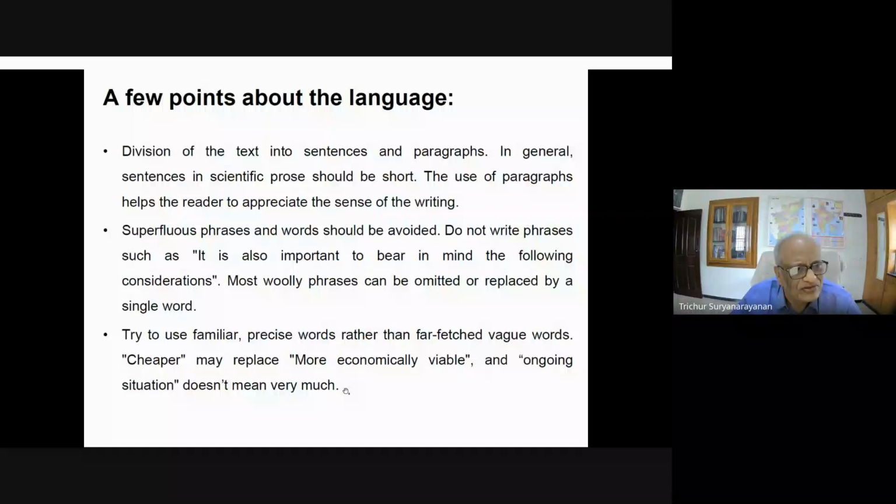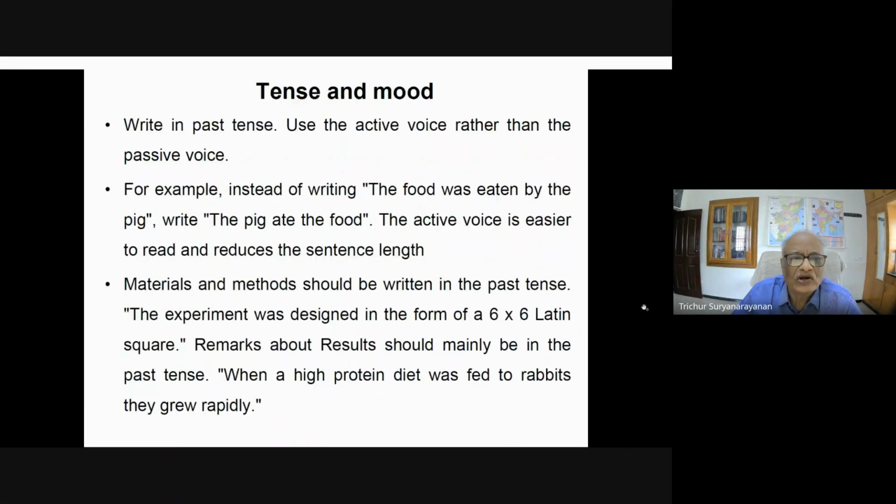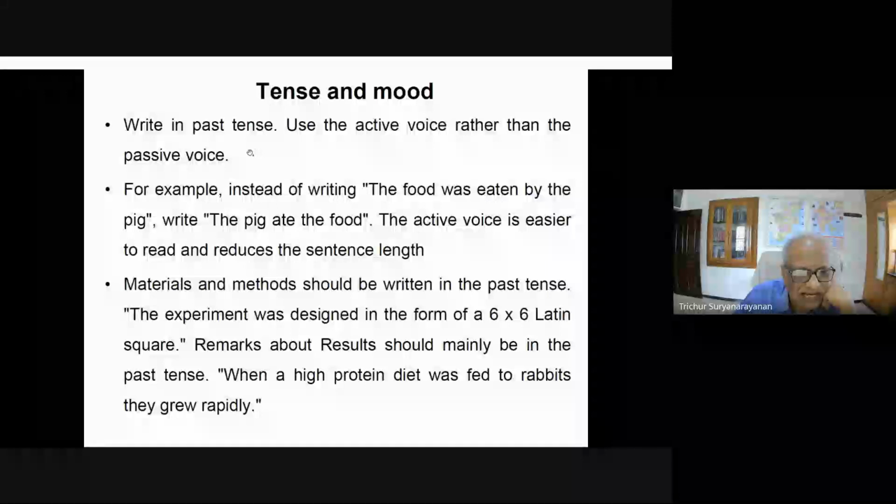There are many more examples. I'll give you a few more, which the reviewers are keen about. Tense of the sentence and the mood. Your work should be written in past tense, and when you are referring to others' work, that will be in present tense. That is the general rule.